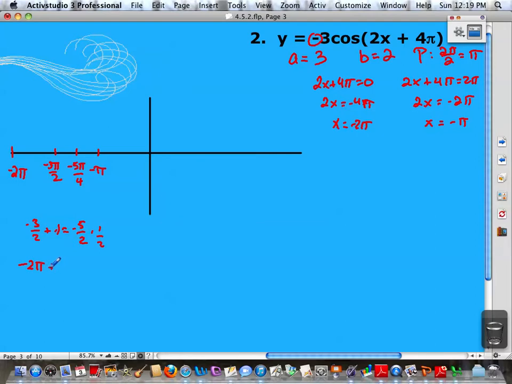-2 pi plus -3 pi over 2. Well, -2 is going to be -4/2, so that's -7 pi over 2. And divide by 2, which means multiply by a half, gives me -7 pi over 4. So that's this one. Okay, -7 pi over 4. And that's going to give us one period. Okay. Now, our amplitude is 3.